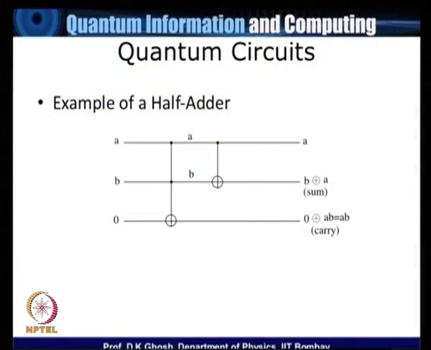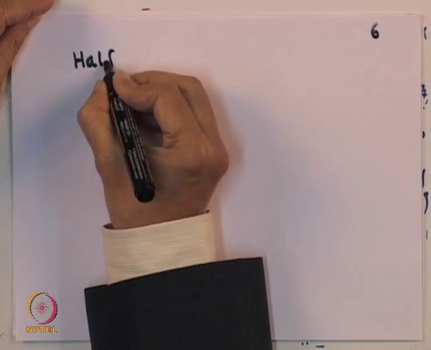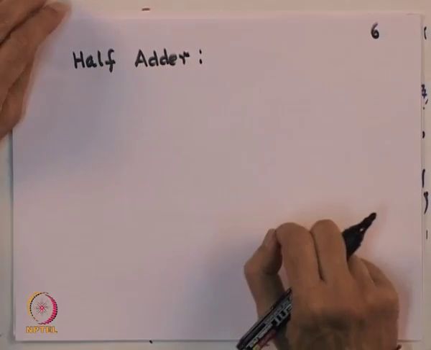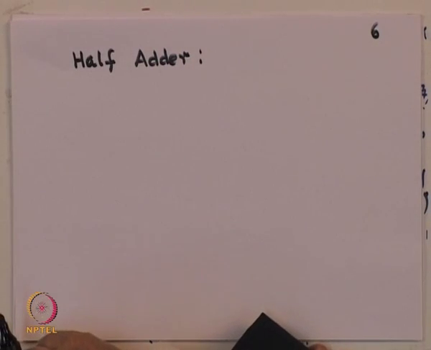So let me give you an example of a specific quantum circuit, namely a quantum half adder. As you know, I have this problem: I want to add two single qubits, or even C bits, classical bits. But when the two classical bits are equal to 1, then I have a carry.